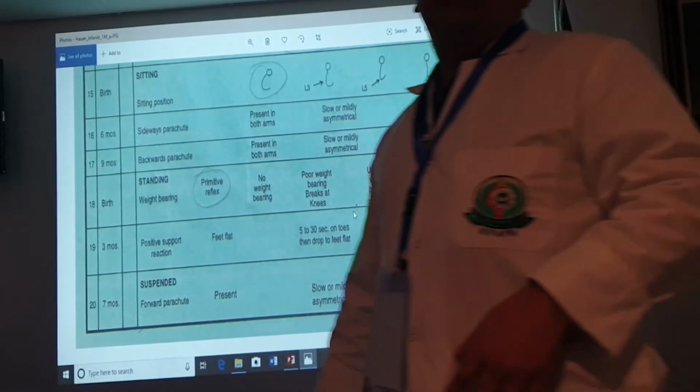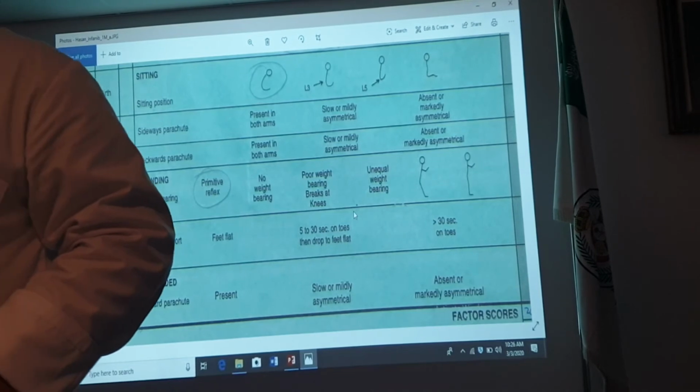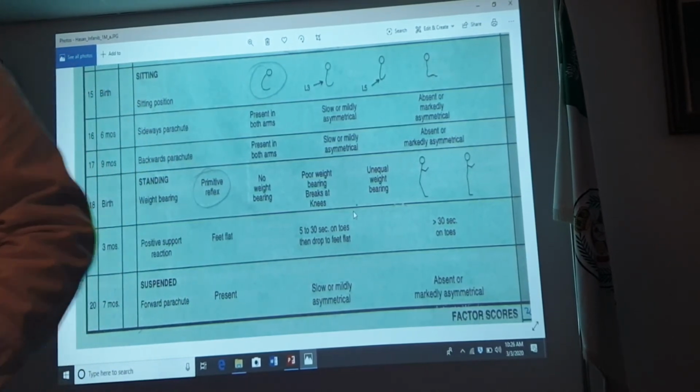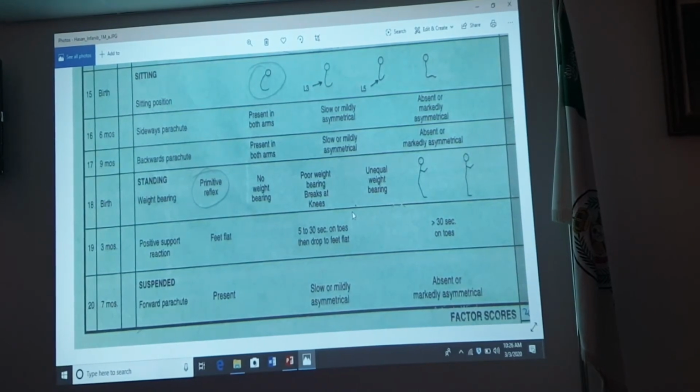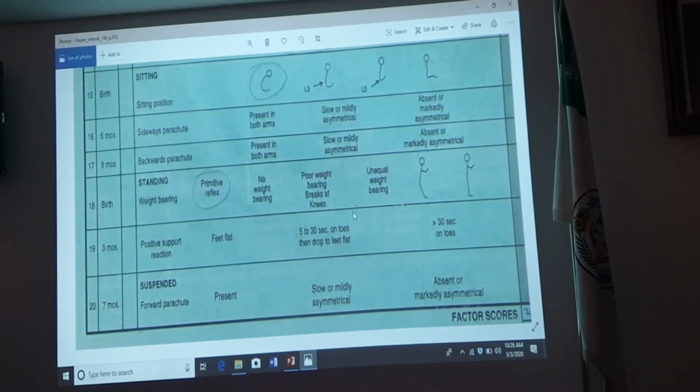Do I do this test from there? Sorry, this test from there? No, I didn't get it. Six months. I can do this test from there. Oh, no. The sideways parachute you will do at the age of 6 months. The backward parachute you will do when the child reaches 9 months. Before that you will not do it.